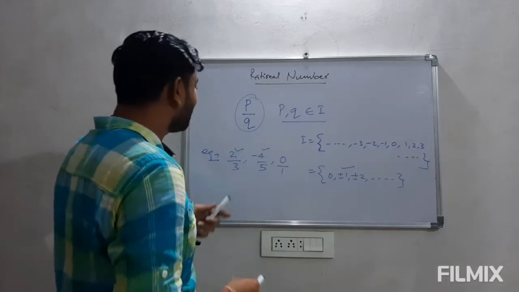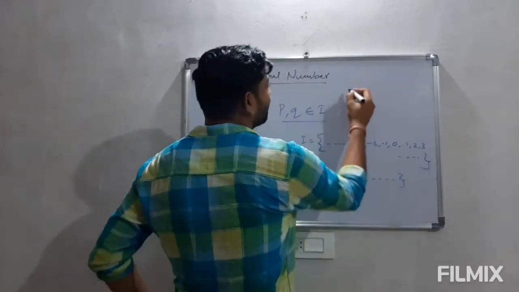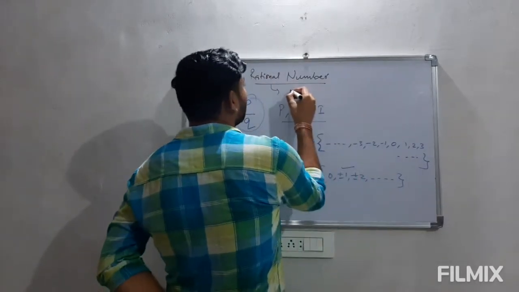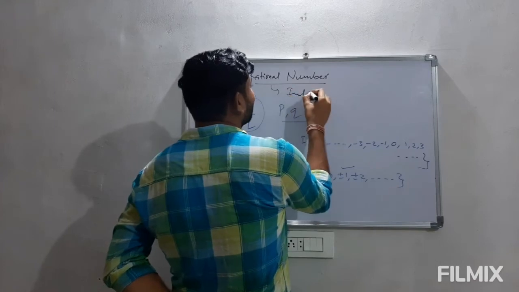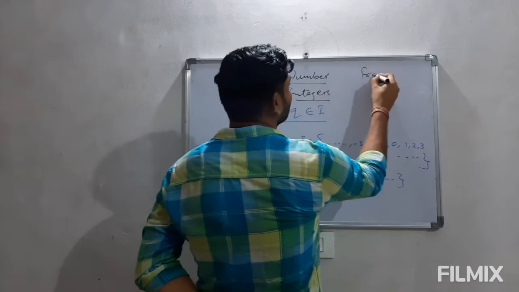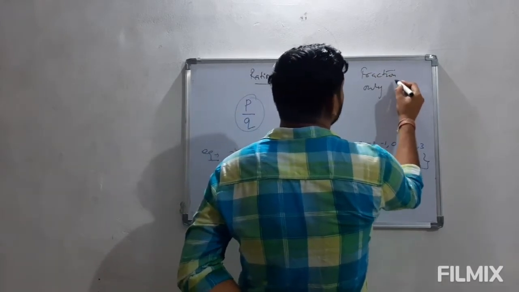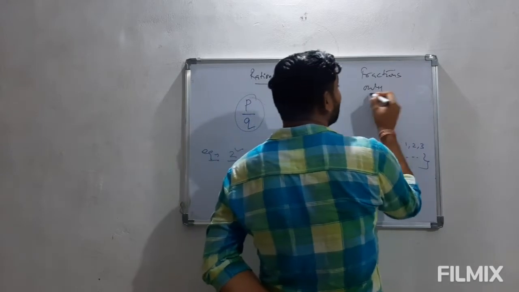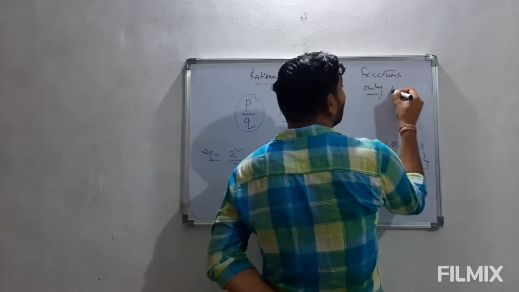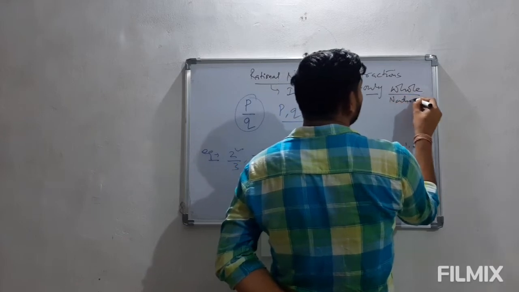It means there is a difference between a rational number and a fraction. In a rational number, integers are included, but in the case of fractions, only whole numbers. Why am I writing whole numbers in place of natural numbers?